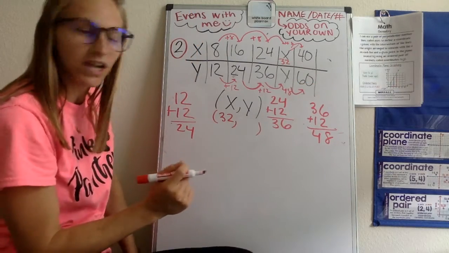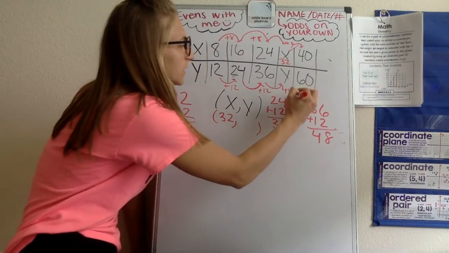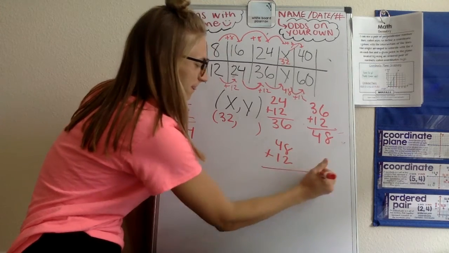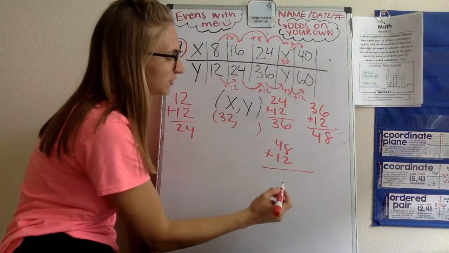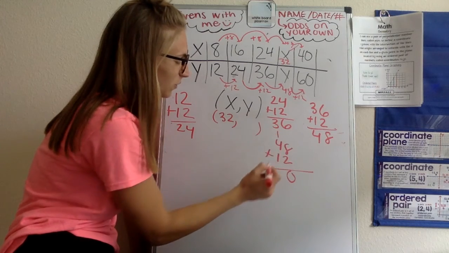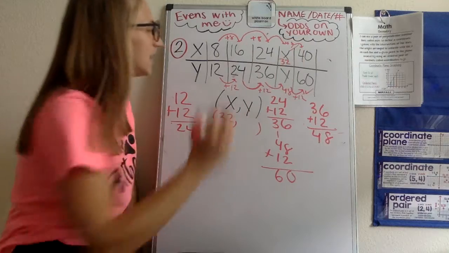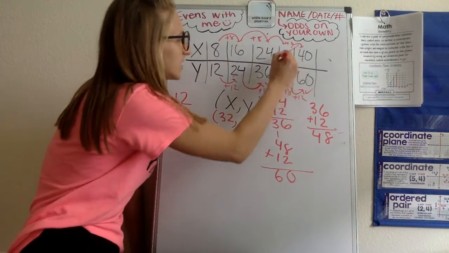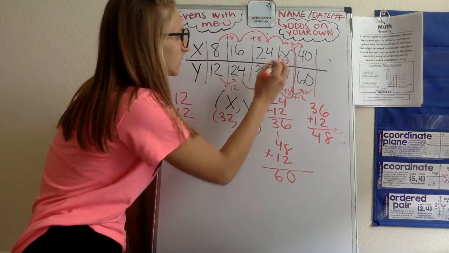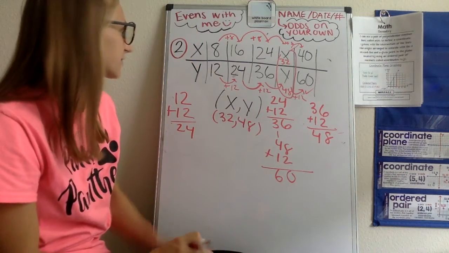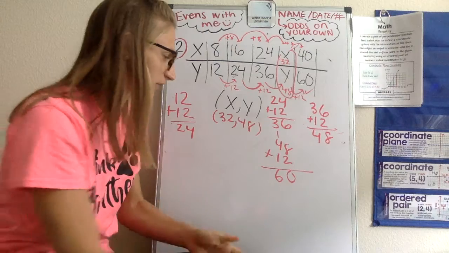But let's just double check. We got to do 48 plus 12. All righty. 8 plus 2 is 10. Put down the 0. Carry the 1. 4 plus 1 is 5. Plus 1 is 6. So, ka-ching. That means our missing x and y coordinate is going to be 32, comma, 48. So that was a really good little refresher.